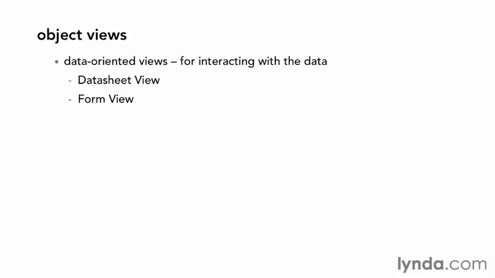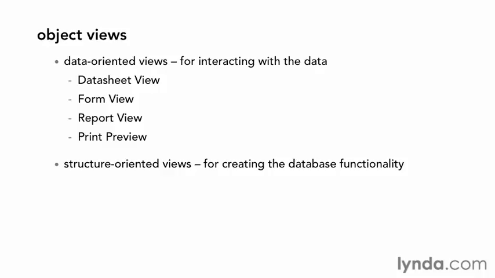These can be grouped into 2 categories. The standard view is the one you'll use when you're working with your data. Depending on the object, we'll use datasheet, form, report, or print preview views. These will display our objects when we're working with the information contained within the database. The other views are used when creating or modifying the structure of the objects. The design, layout, and SQL views all allow you to define how the database functions.